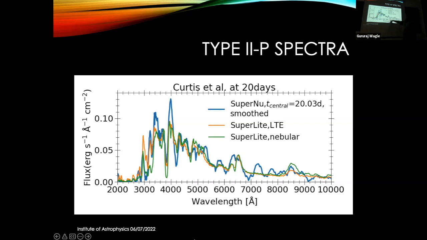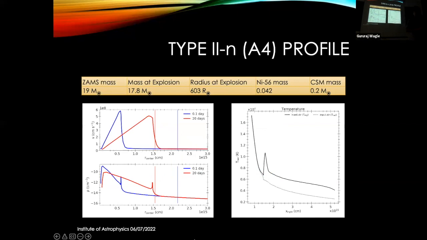And actually, SuperLite does a better job at producing the P Cygni profile that Manos talked about yesterday. So in a way, the type 2p spectra produced by SuperLite are a little bit better than SuperNu, because again, we have corrected all the approximations that are there in SuperNu. So now moving onward to the spectra of interest for our study. So that's the type 2n spectra.